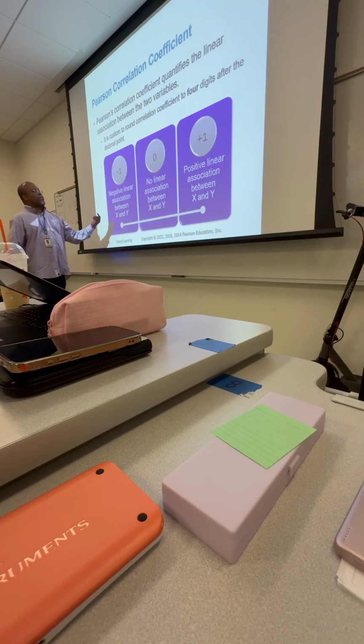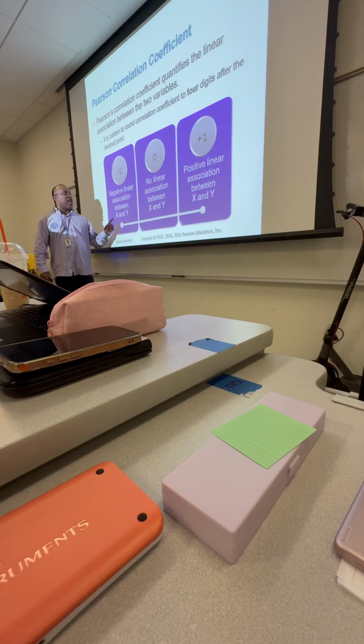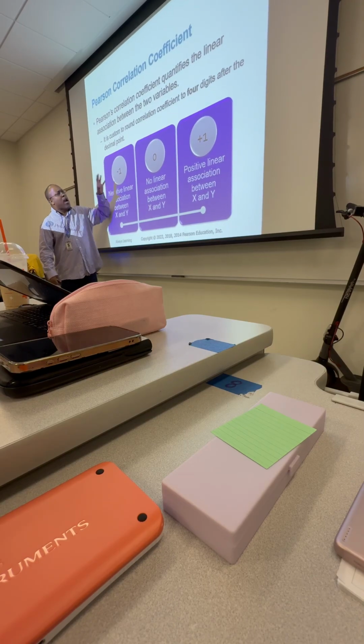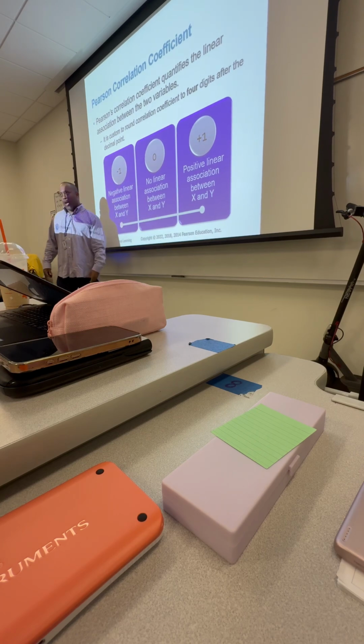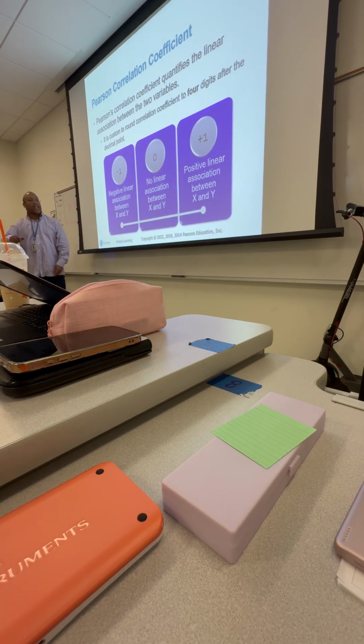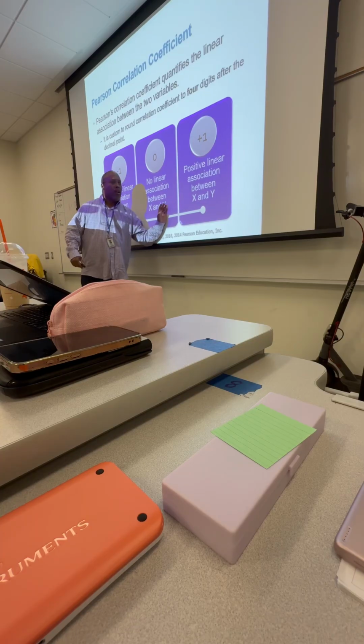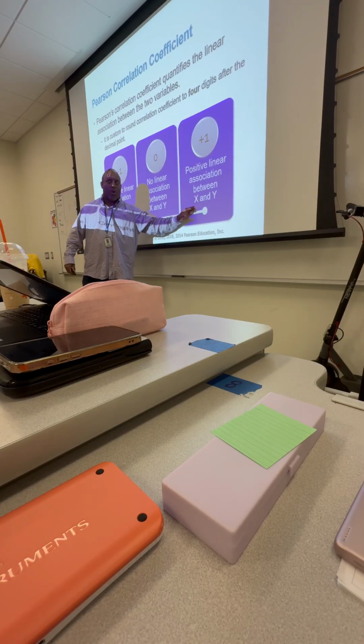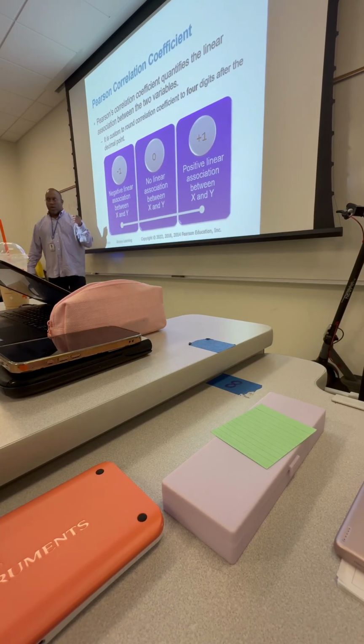R can take on values between -1 and +1, including -1 and including +1. But the reason I put a circle here instead of a bracket is because there is a very rare chance that you will calculate an R of -1 or +1. You're more likely to calculate a value strictly between -1 and +1. But again, the closer R gets to +1 or -1, the stronger the linear association.